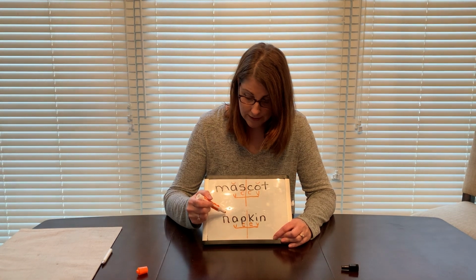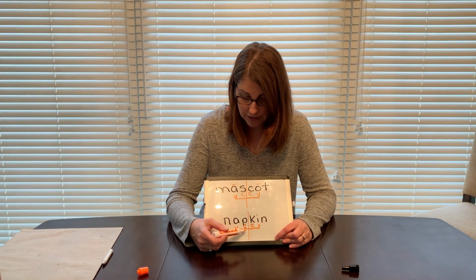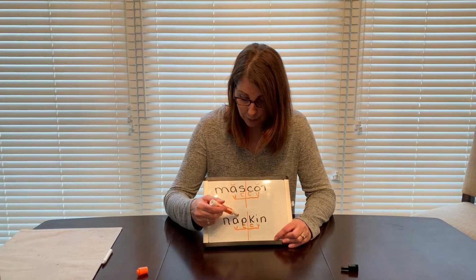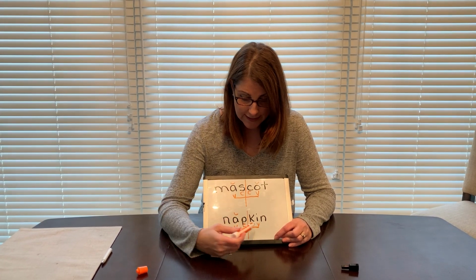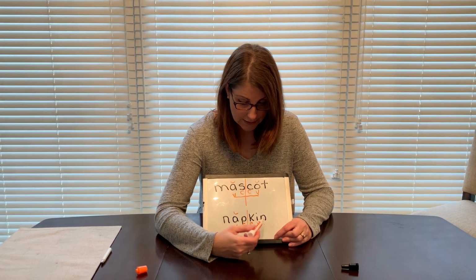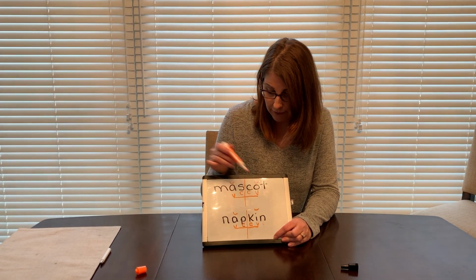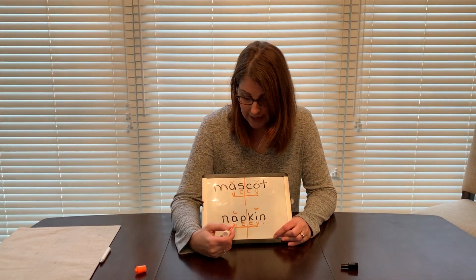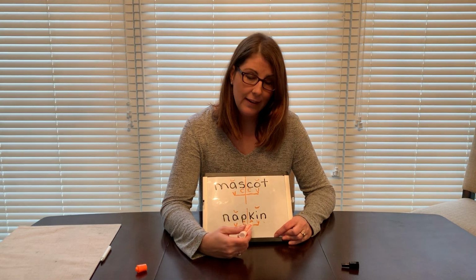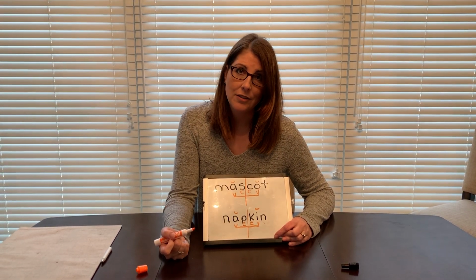So the first syllable is a closed syllable. That vowel is closed in by that consonant, so I code it with a breve. And that second syllable, I have a vowel that's closed in by a consonant, so I code that vowel with a breve. So this word is napkin, napkin, and that's one way you can divide a word into 2 syllables.